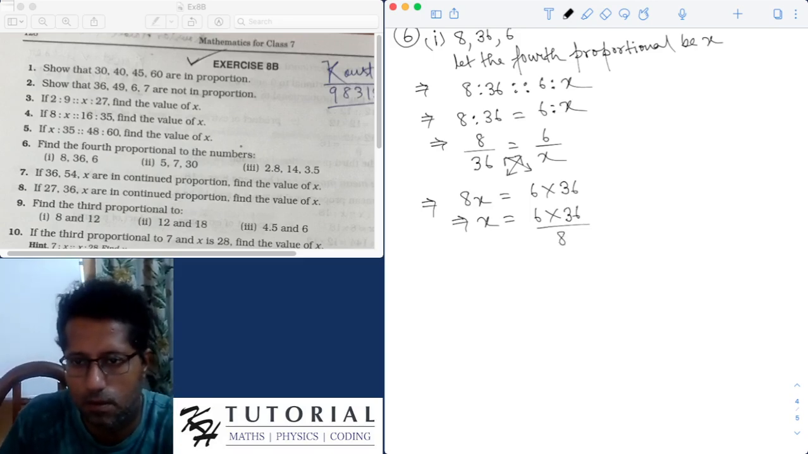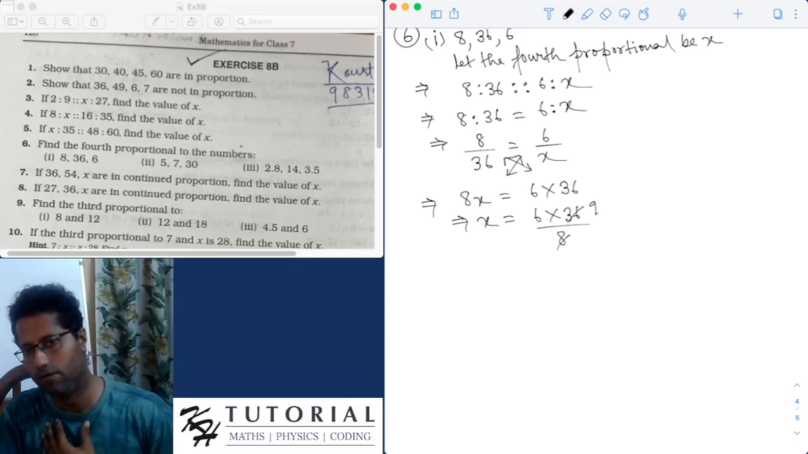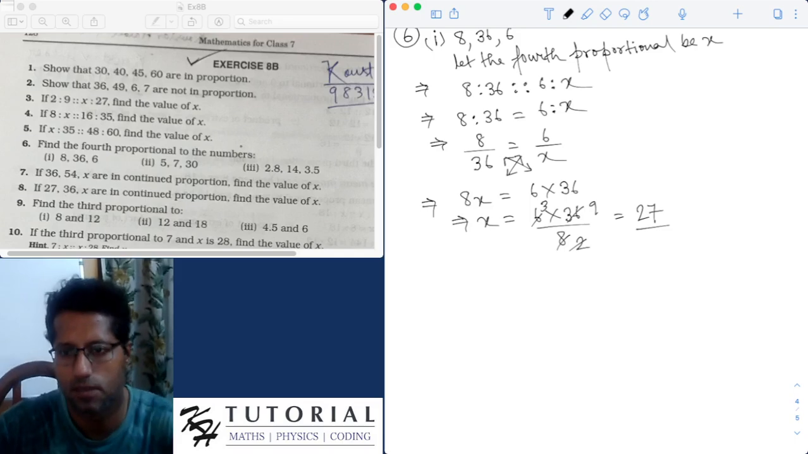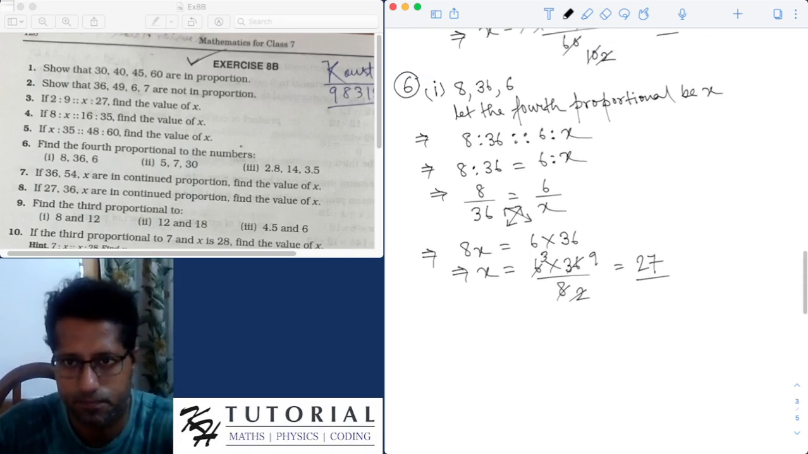Okay, so 4 divides 36 by 9, 8 by 2, and 2 divides 6 by 3, so this is 27. So the fourth proportional is 27.